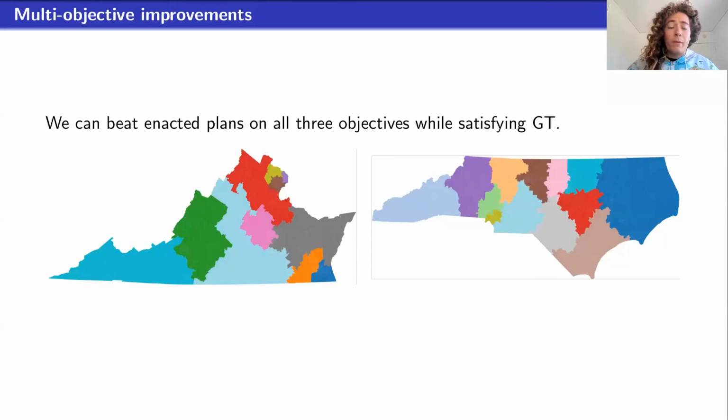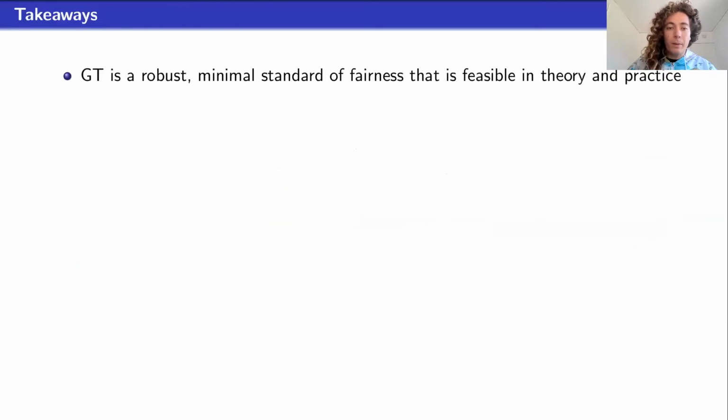One final note: we didn't really explicitly consider multi-objective improvements, but here are some plans that satisfy the geometric target and additionally beat the currently enacted plans on all three of these metrics we consider: efficiency gap, competitiveness, and Polsby-Popper score. So that's it for the experiments.